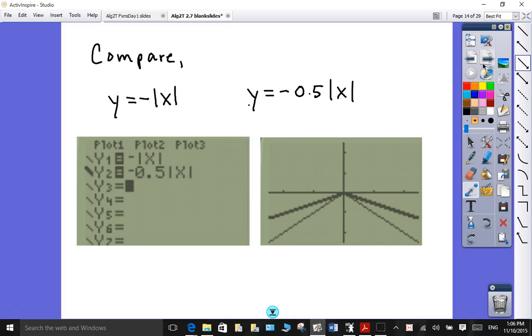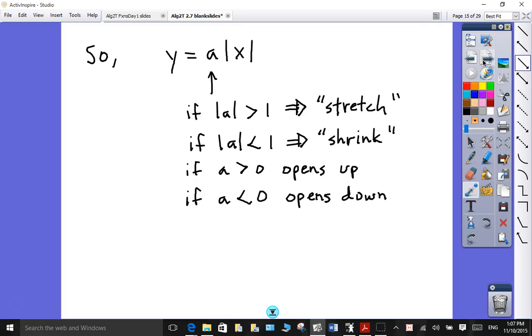So I think that's everything in terms of all the different ways we can transform the graph. There's one other, but I'll mention it in a second. So the a: if the absolute value of a is greater than 1, it's a stretch. If the absolute value of a is less than 1, it's a shrink. If a is greater than 0, it opens up. If a is less than 0, it opens down. This terminology is exactly like we did with parabolas too. In ax squared plus bx plus c, the a told you whether that parabola opens up or down. It's the same thing here.